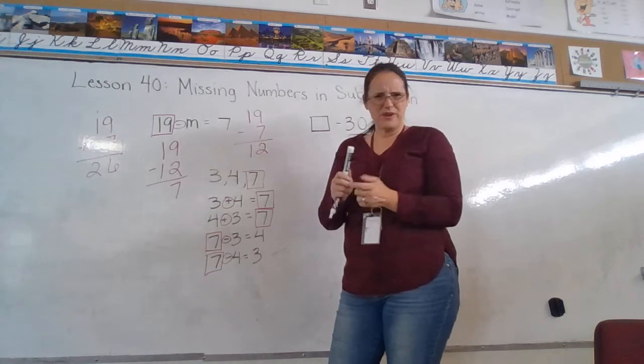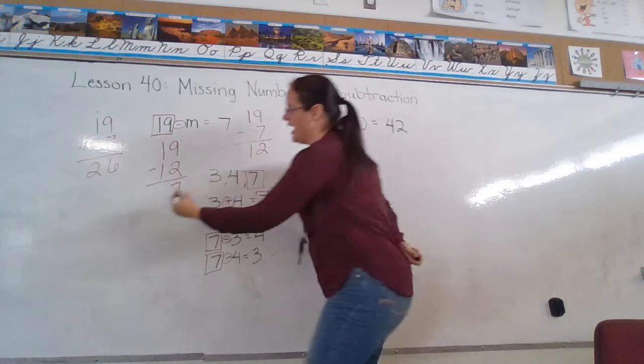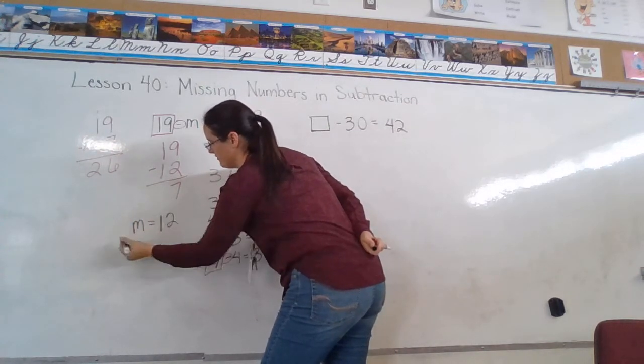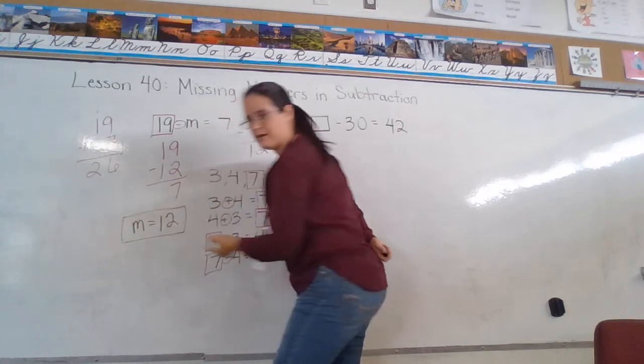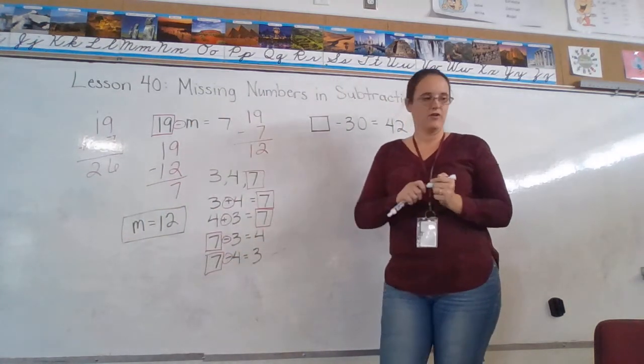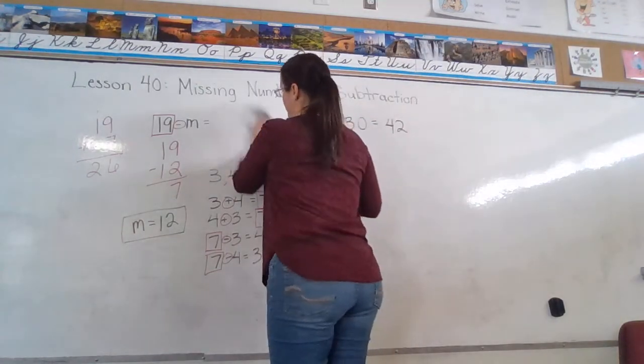Well, how do I write that? Once I've done the math to figure it out, I'm going to write m equals 12. And we put that in a box, and there's our answer to this problem. Okay, let's look at the next example. This one over here. Get rid of all this work.